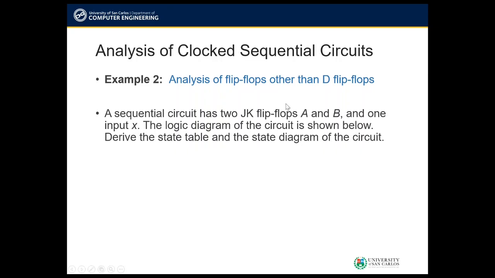Now let's go to the second example. Here we're going to consider the analysis of flip-flops other than the D flip-flops. Remember in example 1, we were using D flip-flops, and this flip-flop is special because the D input is just equal to the next state value, therefore making the process a little bit easier. This time, let's have two JK flip-flops. We have a sequential circuit with two JK flip-flops A and B and one input X. The logic diagram of the circuit is shown below. Derive the state table and the state diagram of the circuit.